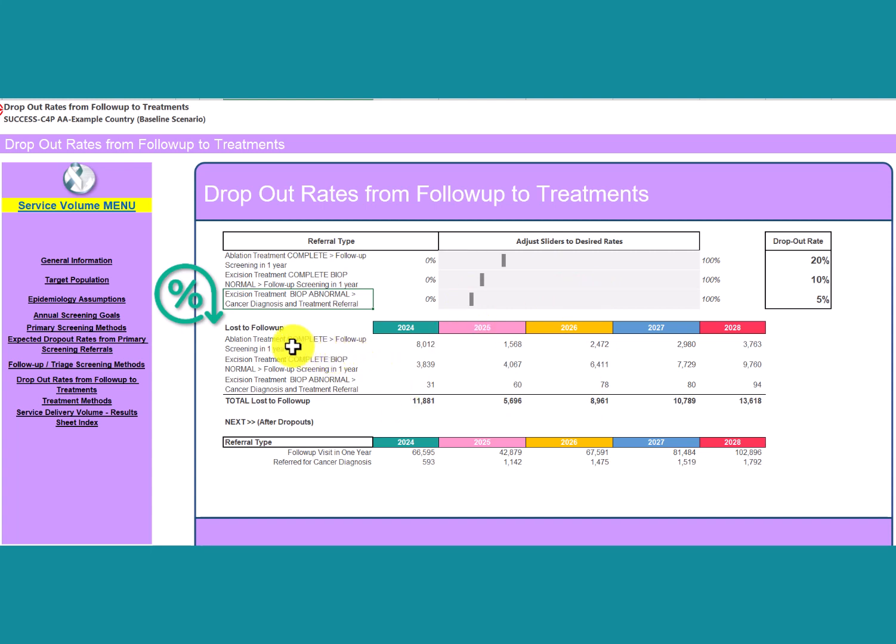And then you'll see from that what the loss to follow-up will be in each of the years. And then you'll see how many procedures you're going to need to assume you will have in the coming years. So here, if you have a follow-up visit in 1 year set for 2024, that means that you will have 66,595 additional follow-up visits in the year 2025, and so on.